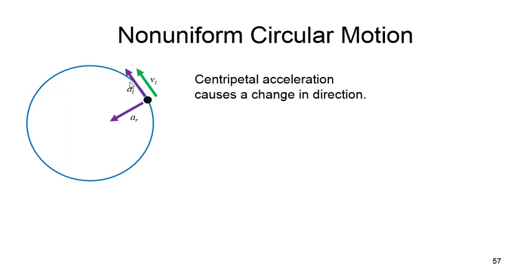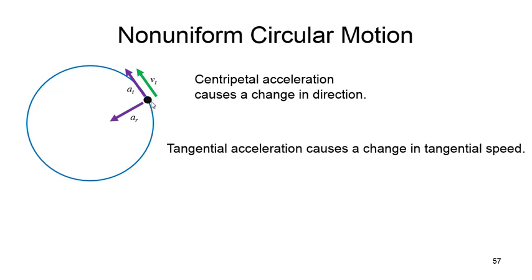And if we accelerate in the same tangential direction as our tangential velocity, we're going to speed up. If we accelerate opposite our tangential velocity, we're going to slow down. So that tangential acceleration causes a change in our tangential speed. I just want to remind you, this radial acceleration is always there whenever something's moving in a circle. The tangential acceleration is only going to happen if our speed is changing, if we're in non-uniform circular motion.